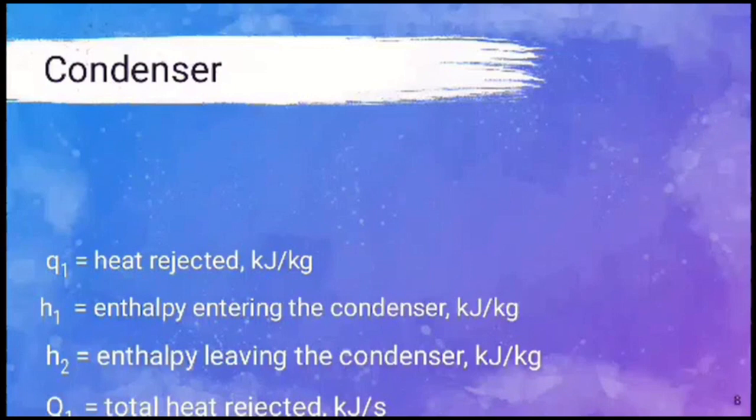The formula to get the amount of heat being rejected is the enthalpy entering the condenser, denoted as H2, minus the enthalpy leaving the condenser, H3. The total heat rejected is equal to the mass flow rate multiplied by the enthalpy entering the condenser minus the enthalpy leaving the condenser, or simply the heat rejected multiplied by the mass flow rate entering the condenser.